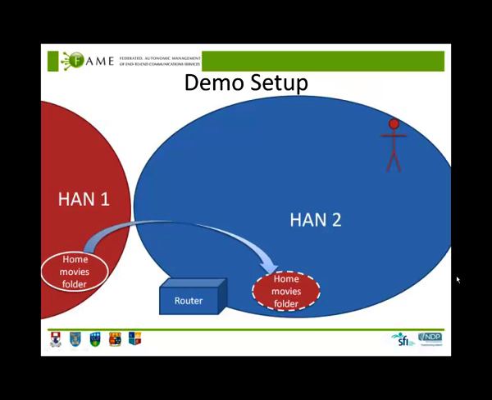Okay, let's look at the setup. In this demo, we consider two home networks, yours and your friend's network. You have a home movies folder on your media center, and you want to give your friend access to them, or perhaps to specific movies. But you don't want your friend downloading movies to interfere with your online gaming or home office applications.